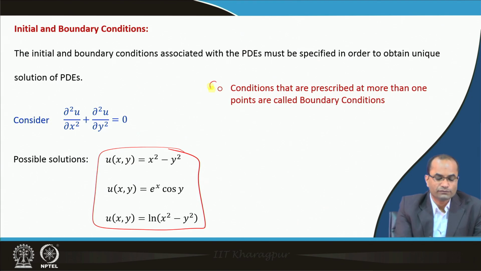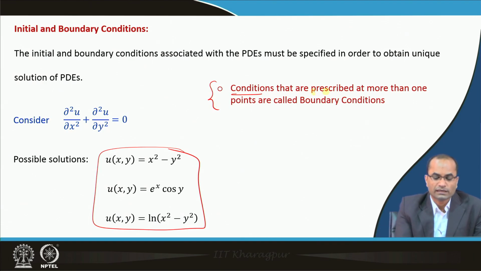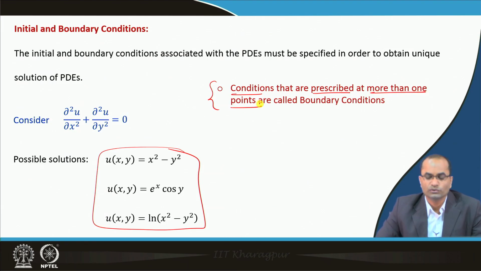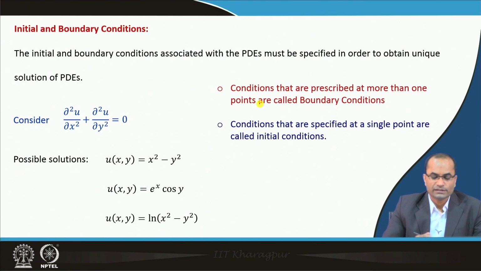So, there are two types of conditions which are prescribed along with such partial differential equations. The conditions that are prescribed at more than one point are usually called the boundary conditions, and on the other hand the conditions that are specified at a single point are called initial conditions. So, let me just explain here a bit more. For instance, we have a dependent variable u which depends on x and t. X is the space variable.